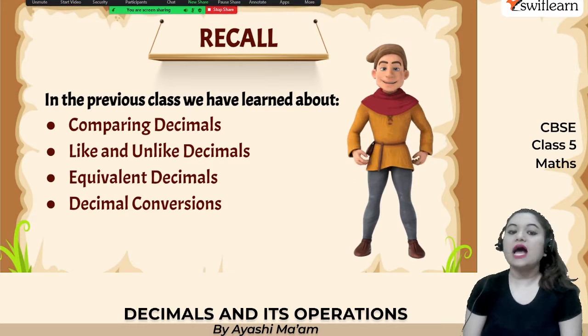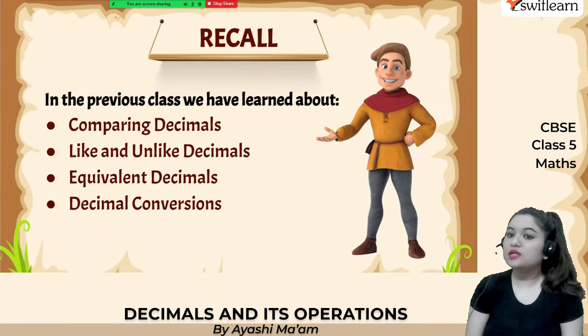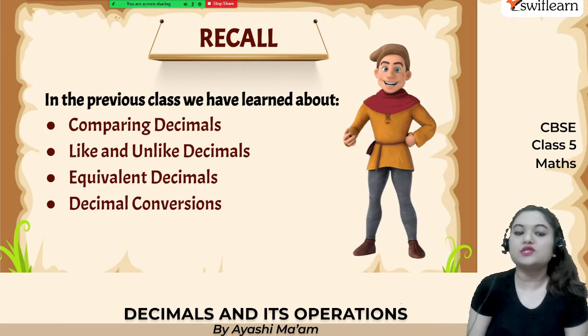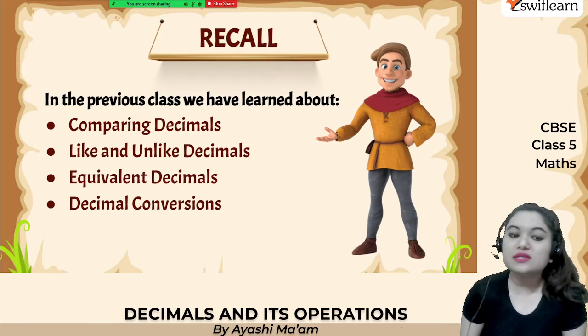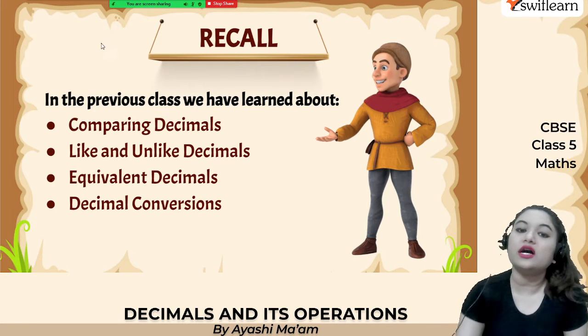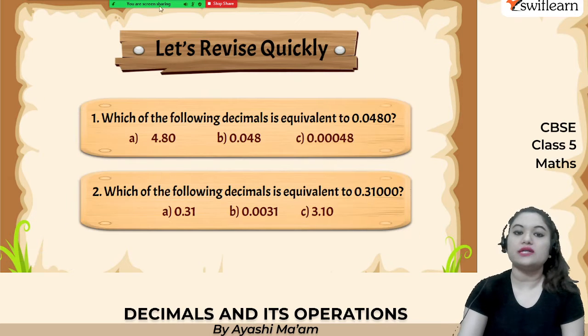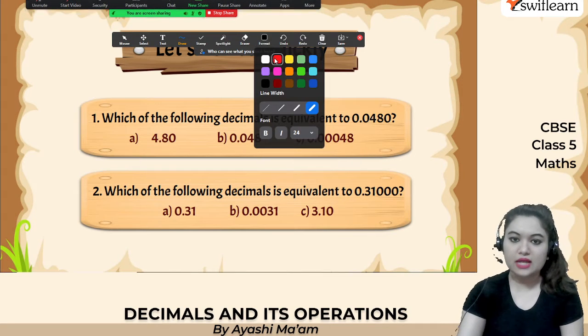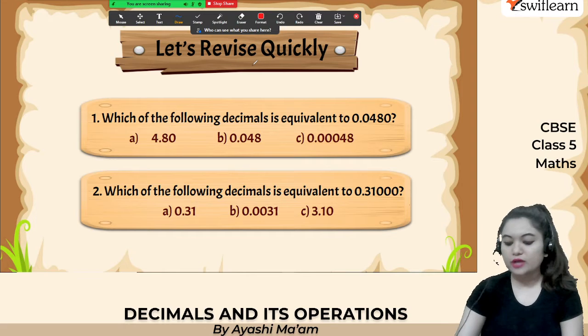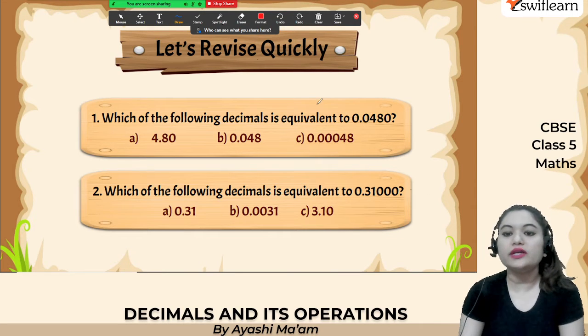Now, in the previous class, we learned about comparing decimals, which decimal is bigger, which decimal is smaller, like and unlike decimals, equivalent decimals, and decimal conversions. So, converting decimal to fraction and converting fraction to decimal. All these we have learned. Let's do a quick revision and let's try to solve it. You also try to solve it along with me.